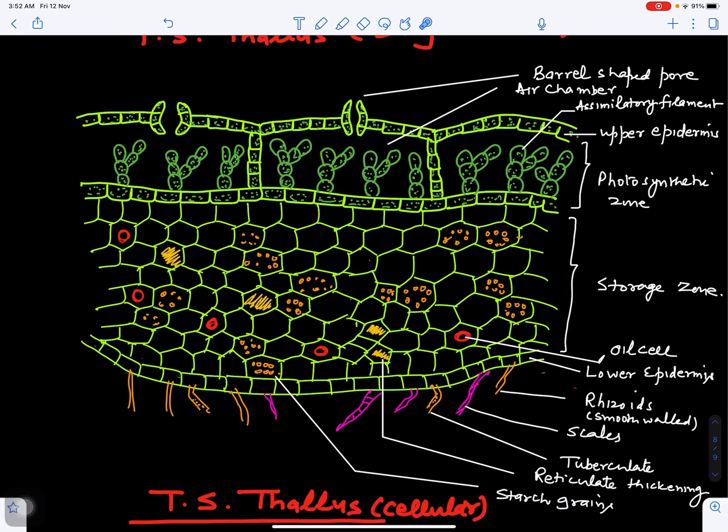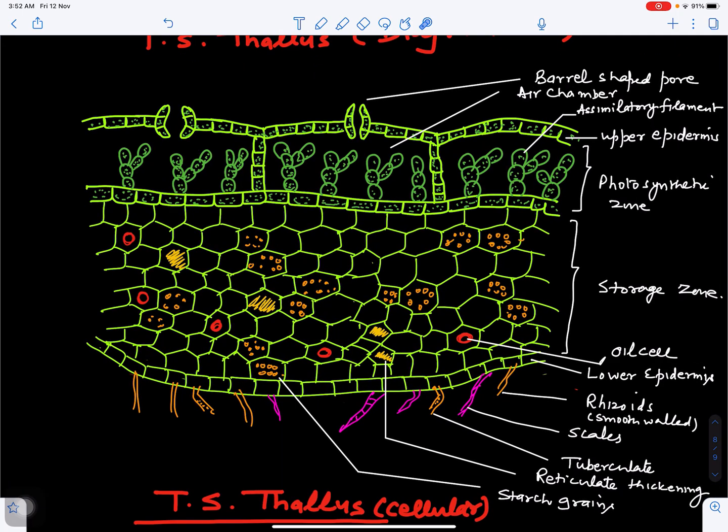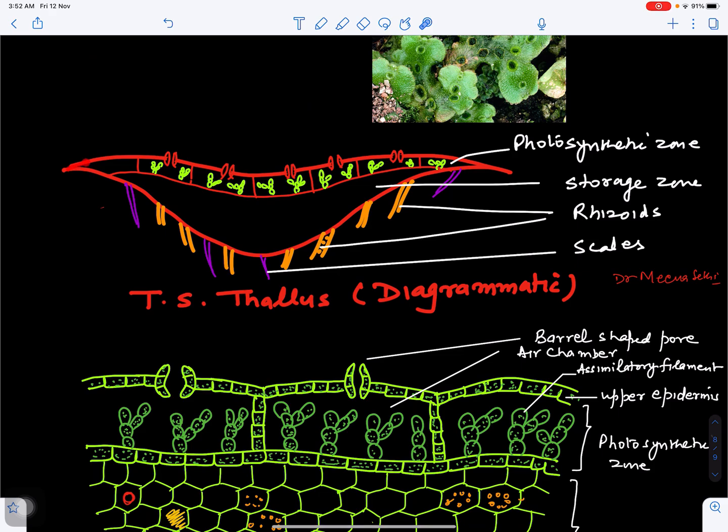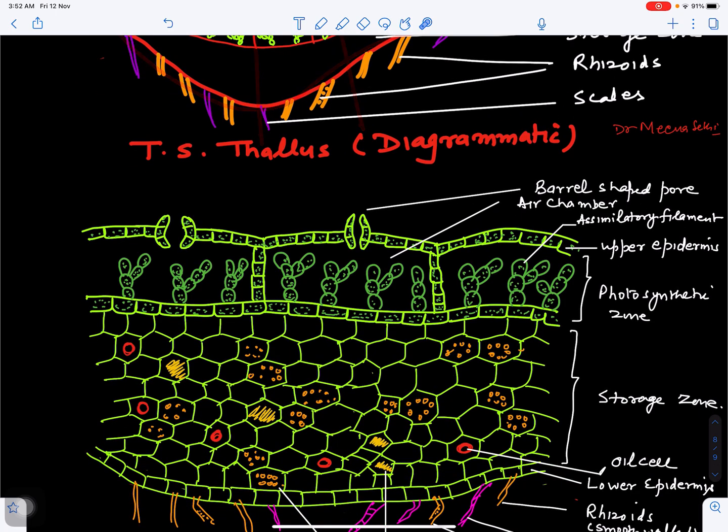So this is all about the anatomy, that is, the internal structure of the Marchantia thallus. We can again see the diagrammatic sketch, and one portion enlarged as cellular detail, like this. So this is the internal structure of the thallus of Marchantia.